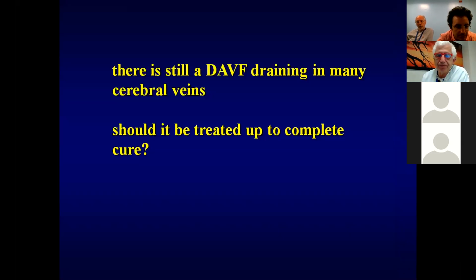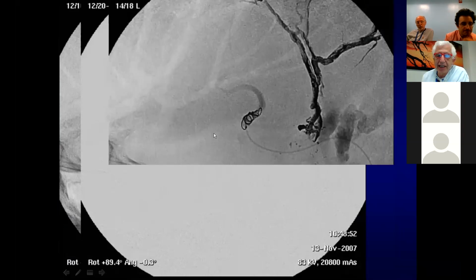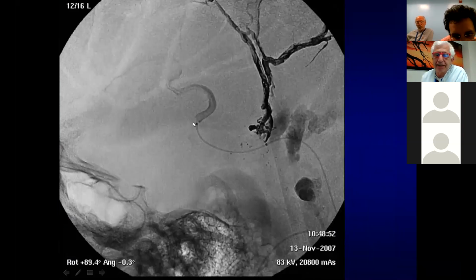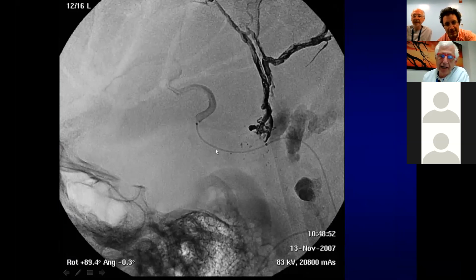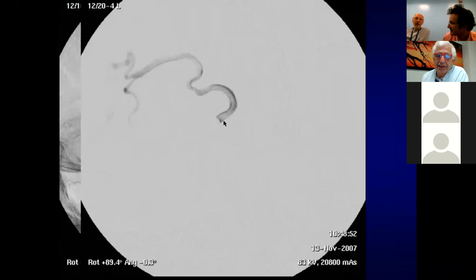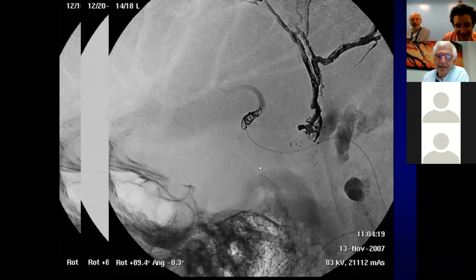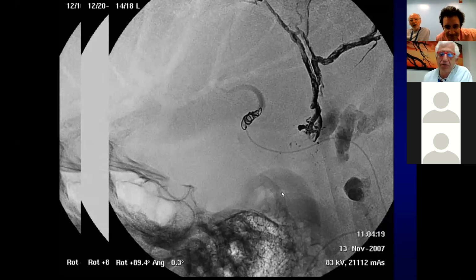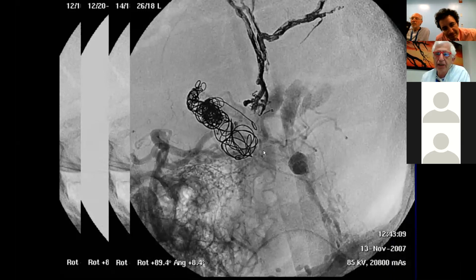So what we did now was to go back there. As you can see, this is super selective. We pass through the straight sinus into the vein of Galen, into the big pouch, and into the origin of the internal cerebral vein. Again, this is the injection from the microcatheter to show that the flow is going forwards, of course, and not backwards, because the fistula is here. And again, we put some coils to exclude these veins, which are very important to the brain. And we finally occluded the whole big pouch.